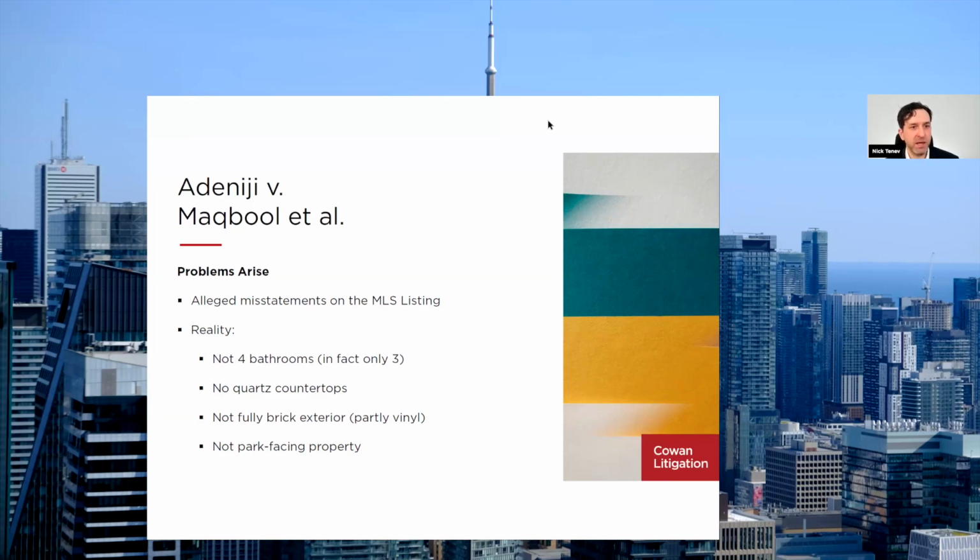So the MLS listing in some places indicated there are 4 bathrooms and another 3 bathrooms. So it had a mixed message there. Sometimes it said 4, sometimes 3. In reality, there were only 3 bathrooms in this place. The countertops were not quartz as advertised, and the exterior of the property was not fully brick. It was partly vinyl. And also, it was not a park-facing property as alleged in the MLS listing. And by the way, the seller did admit all these inaccuracies. They said the MLS listing was incorrect. So that's not in dispute.